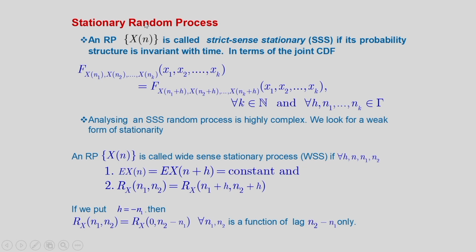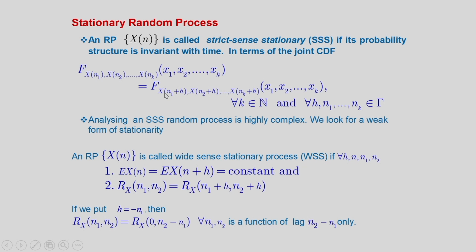One such assumption is stationary random process. A random process Xn is called strict sense stationary, that is abbreviated as SSS, if its probability structure is invariant with time. So, whatever probability description is at this point of time, suppose the same probability description will hold for another instant of time, maybe after 1 month. In terms of the joint CDF, we can write that is joint CDF of random variable xn1, xn2 up to xnk at point x1, x2 up to xk. So, joint CDF at these points is same as the joint CDF of the random variable.